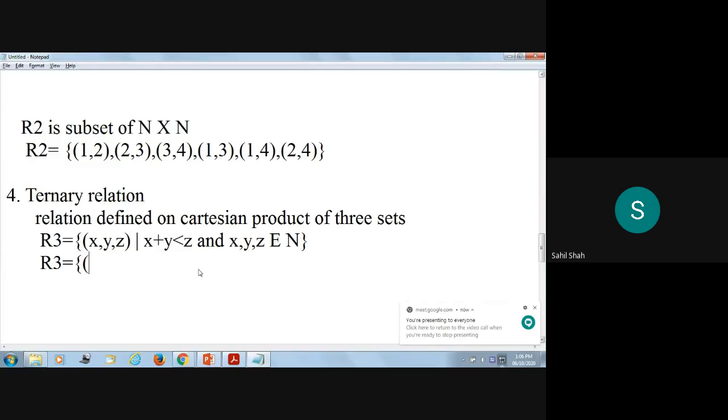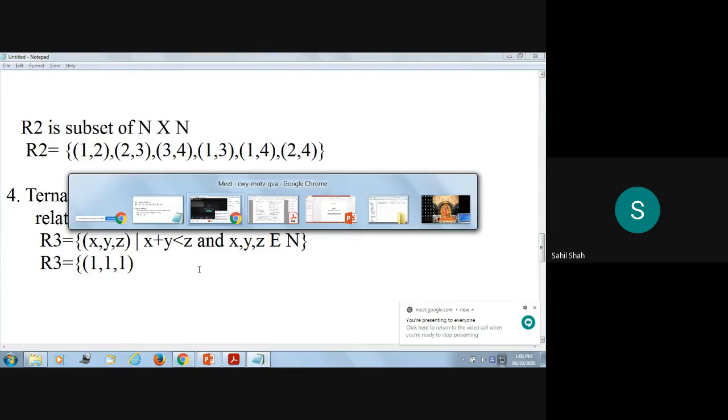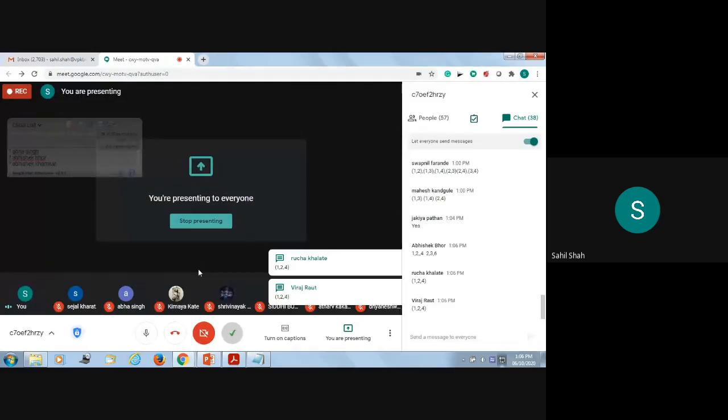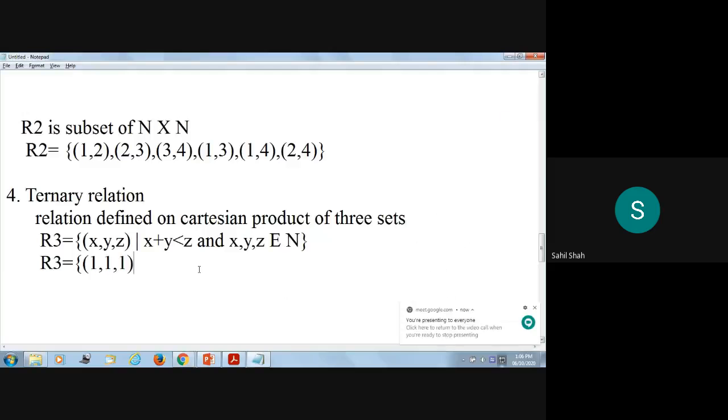Okay, can I take 1, 1, 1? Whether this is allowed in R3, 1, 1, 1? We cannot have 1, 1, 1, isn't it? Because 1, 1, 1 is not feasible because it is not satisfying the condition. The condition is that the first two sum should be less than the third one. So can I have 1, comma 1, comma 3? Whether this is valid?